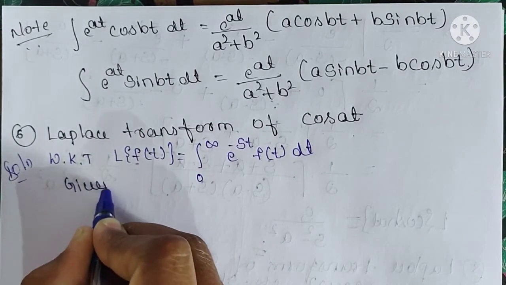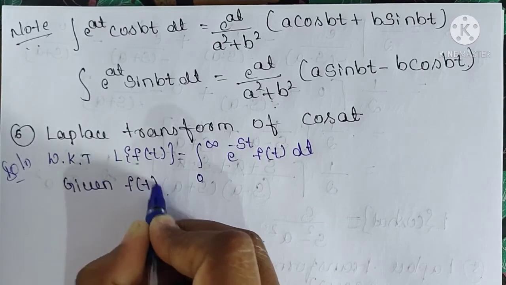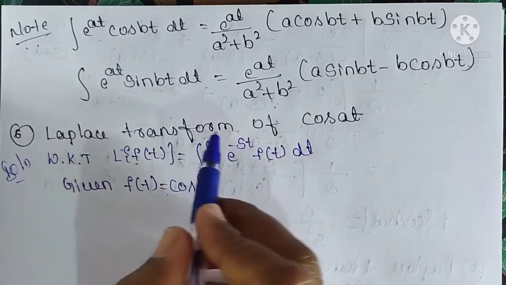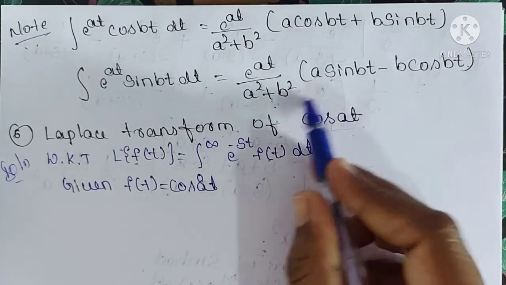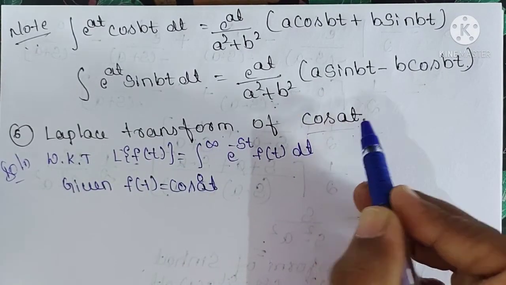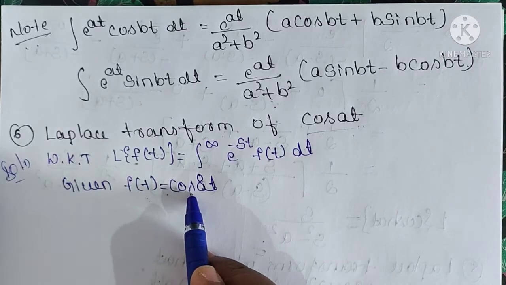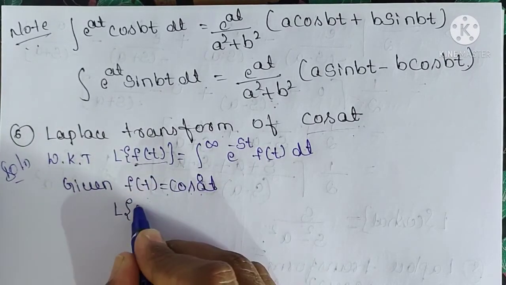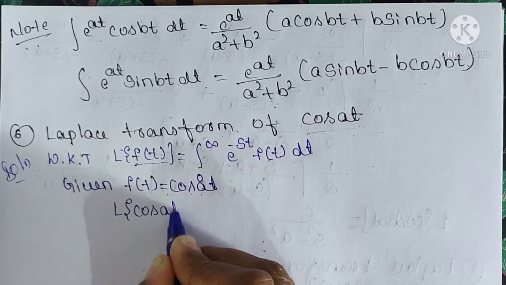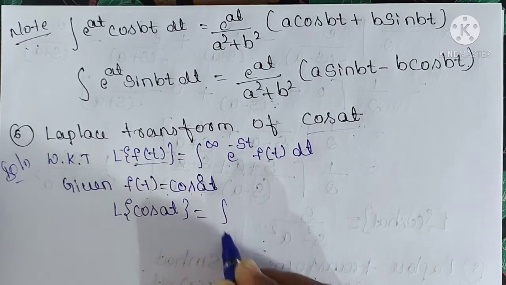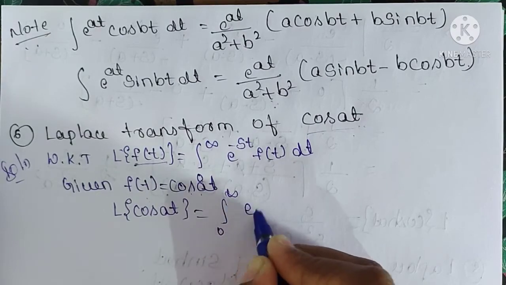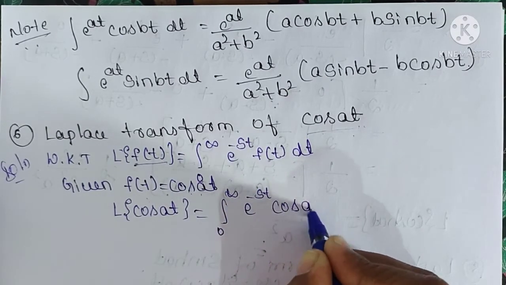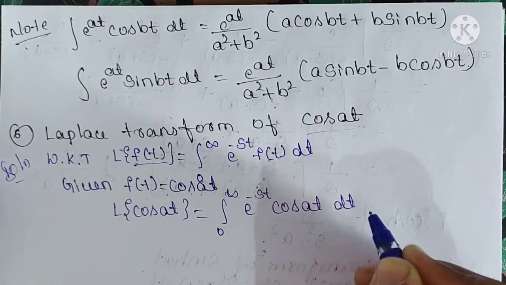Here f of t is cos at, because we have to find the Laplace transform of cos at. Cos at is a function, therefore f of t is cos at. L of f of t, which is cos at, is equal to the integral from 0 to infinity of e power minus st times f of t, which is cos at, dt.